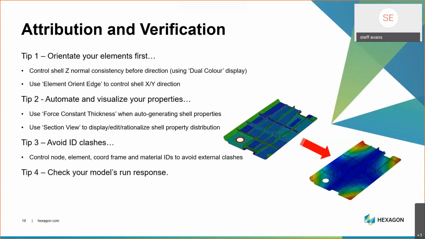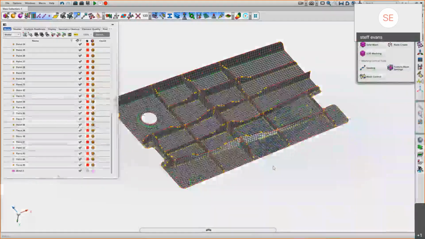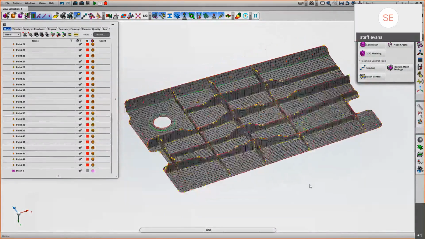And then, if I was going to say anything, this is probably the most important tip of all the stuff we've been looking at today. Use the analysis readiness tool to understand if you've got any pre-analysis issues. And then irrespective of whether you're going to be solving in Apex or exporting the model externally, it's good practice to always simulate normal mode response for both parts and assemblies using the Apex Structures solver, just to make sure the model deforms and stress distribution or strain energy develop in a way that is expected for the type of structure you're looking at. Okay, so you can continue the demo on how you would do this kind of thing.